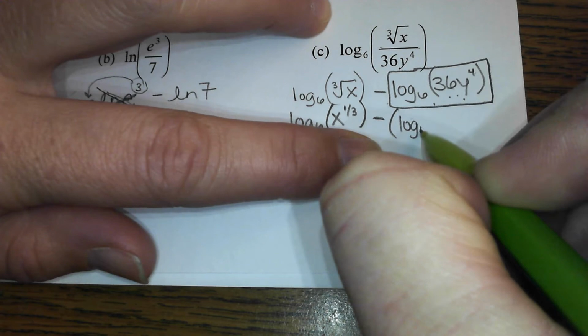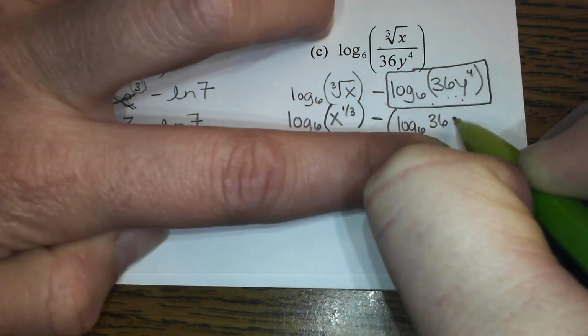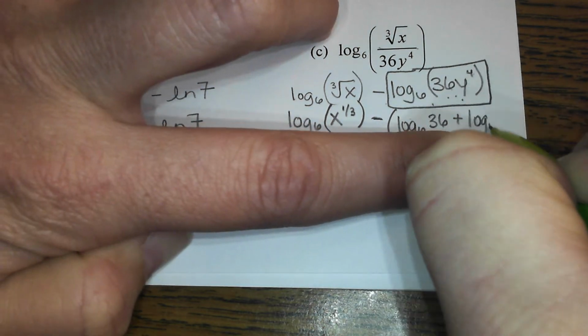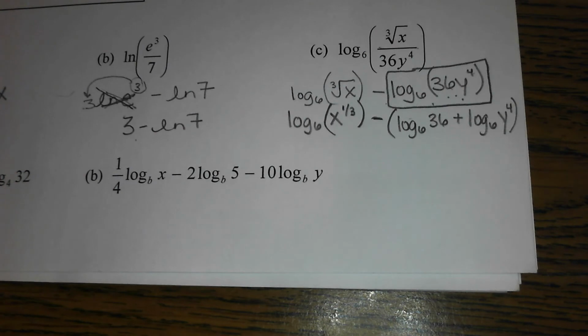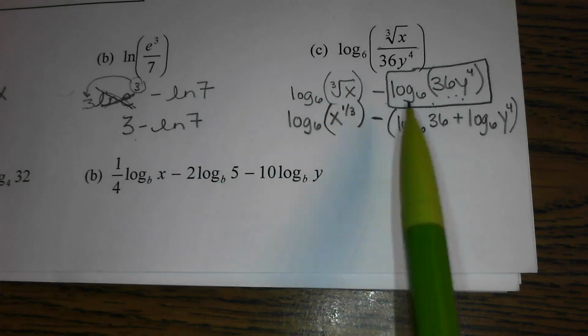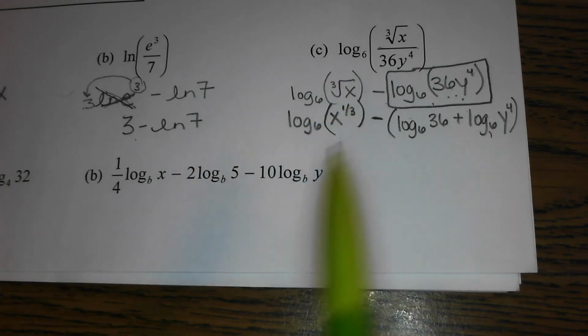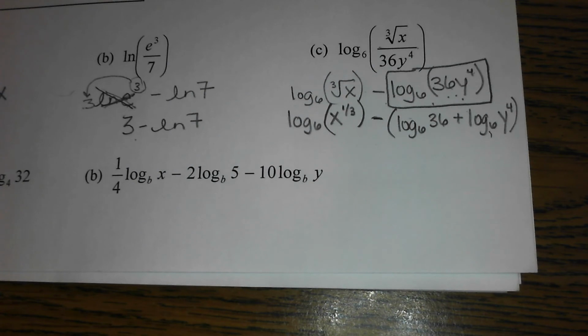Log base 6 of 36 plus log base 6 of y to the 4th. So this expanded into a binomial. Given that there was a minus out in front, keep that binomial in parentheses so that we distribute. So we'll look at it term by term now.